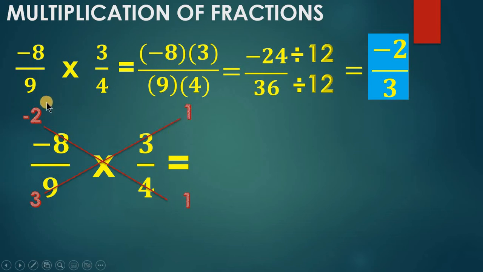Ngayon, itong mga new numerators and new denominators, sila yung ating i-multiply. Okay, so negative 2 times 1, we have negative 2. 3 times 1, we have 3. So, nakuha natin agad yung hinahanap nating product. So, kahit na mahaba at maliit or medyo short yung ating solution, at least they arrive at the same answer. So, it's up to you kung ano yung gagamitin nyo.